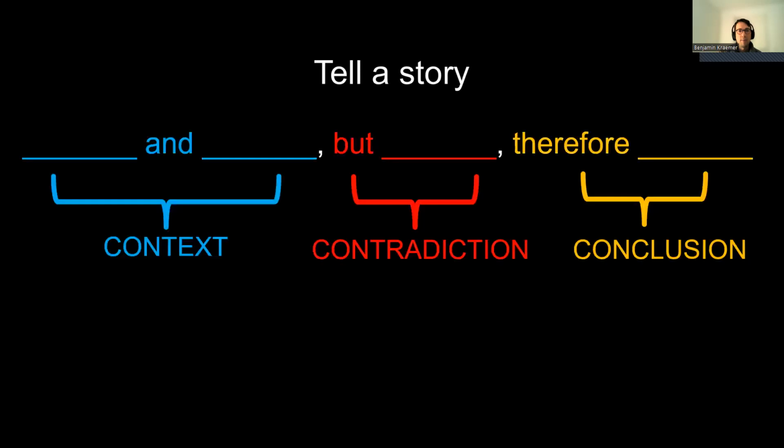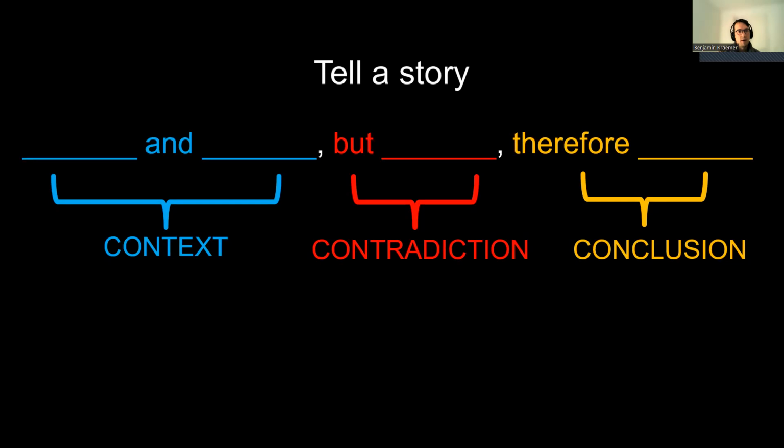Of course, you don't actually have to use these exact words to generate the structure. Instead of but, you could use however, or instead of therefore, you could use so. These words could merely be implied by what you say in the structure. So it's often been called the and, but, therefore framework. I'm going to make it even a little bit more general and call it the context, contradiction, conclusion framework.